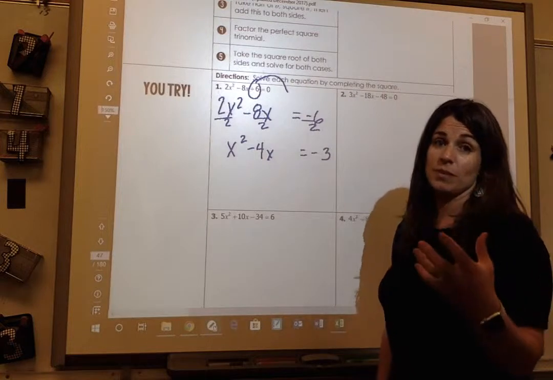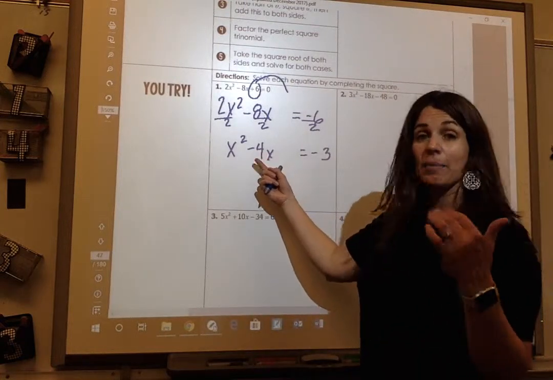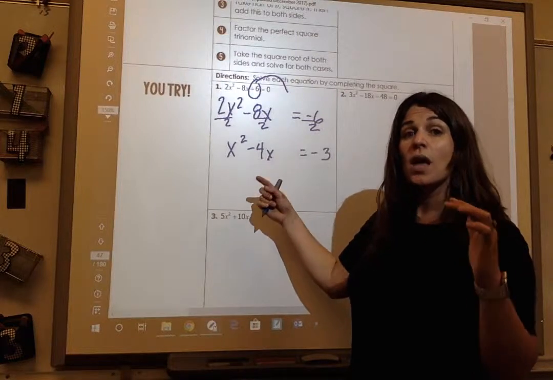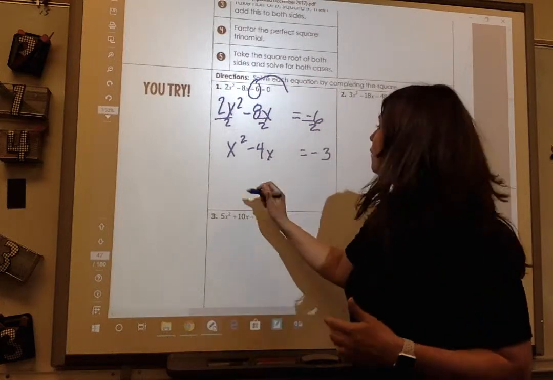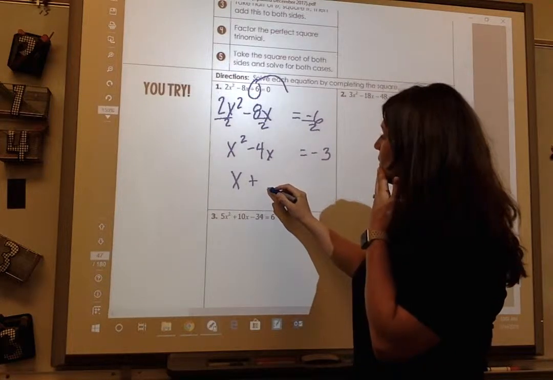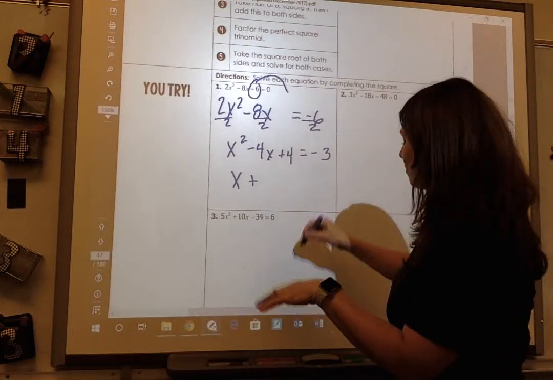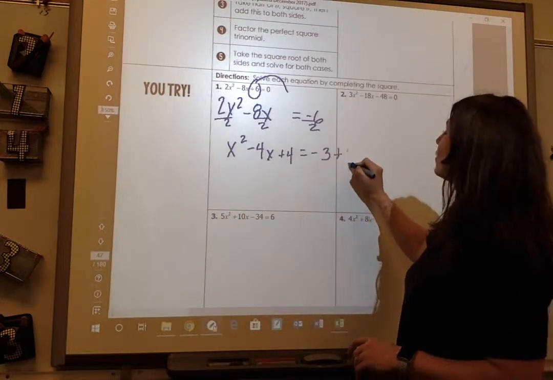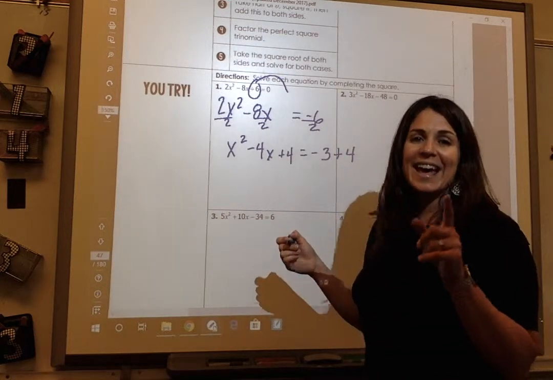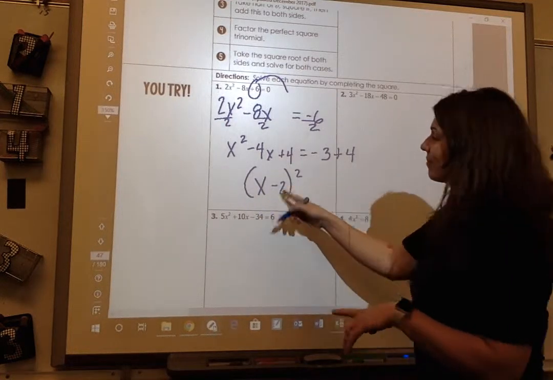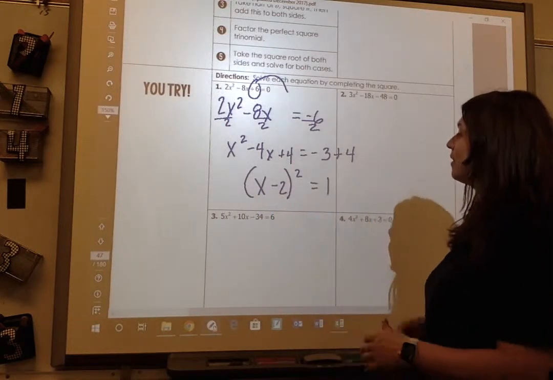Now it allows me to complete my square. So I divide by 2 and square it. So negative 4 divided by 2 is negative 2. Negative 2 squared is positive 4. Yeah, positive, sorry. I missed a step, sorry. So that's positive 4. Whatever I do to one side, I do to the right side. Now I can factor that.